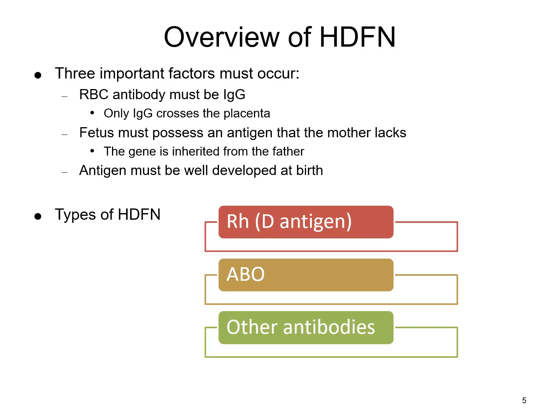So just to recap, there are 3 factors that have to happen in order for hemolytic disease of the fetus and newborn to occur. These factors include: the red blood cell antibody must be an IgG antibody. Remember, the IgG antibodies are the ones that are able to cross the placenta. As well, the infant must possess an antigen that the mother lacks.